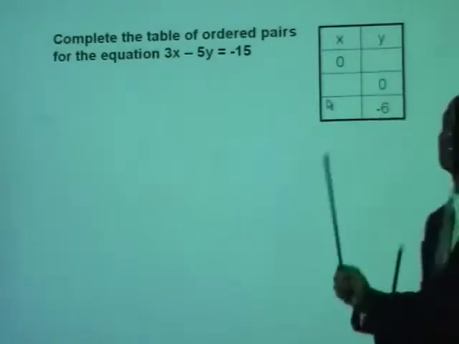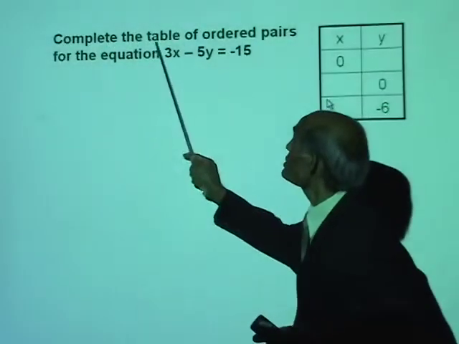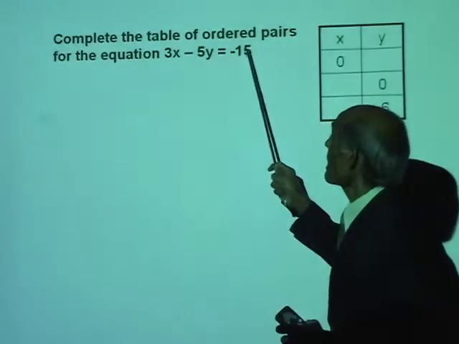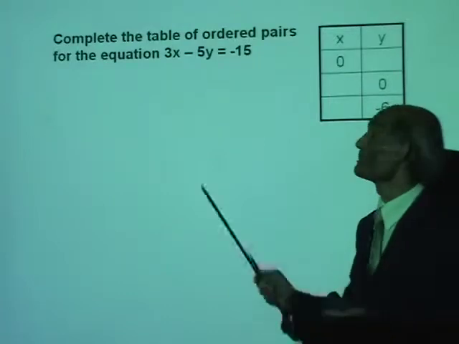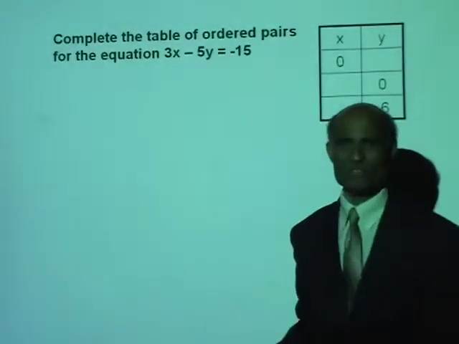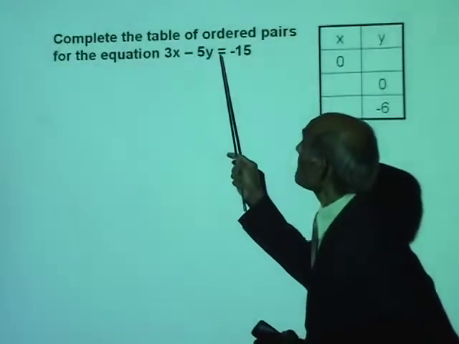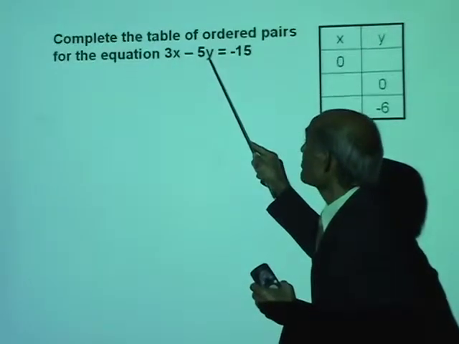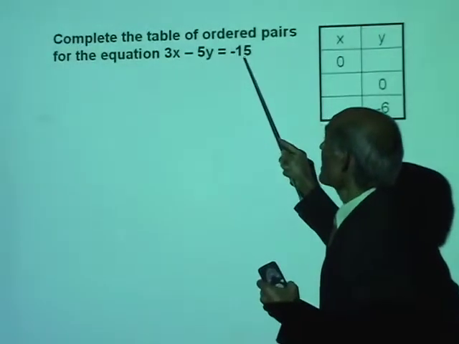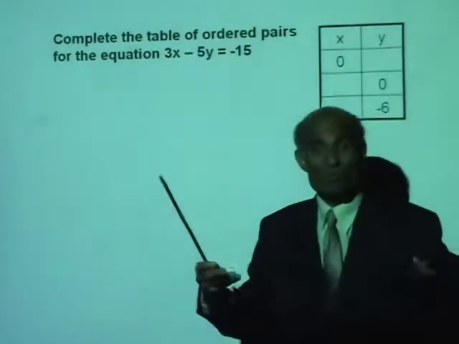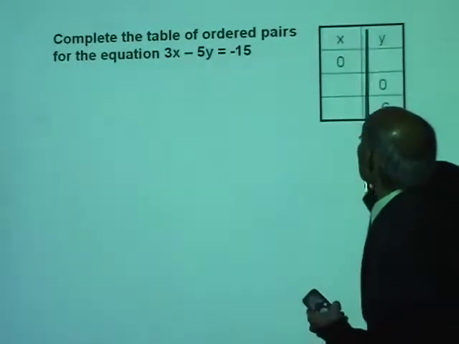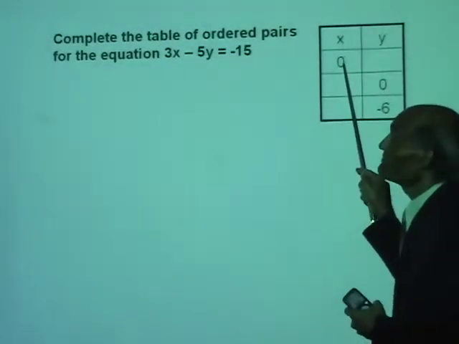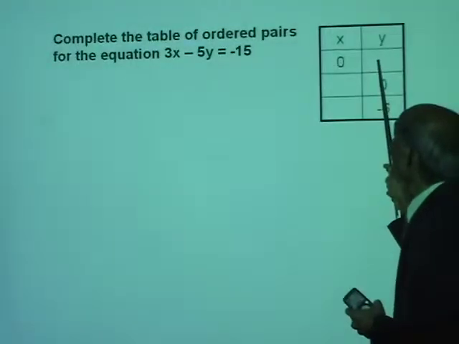Alright, I want you to do one thing on your own. Complete the table of ordered pairs for the equation 3x minus 5y equal to negative 15. So that's an equation or a relation. Remember, a relation establishes a relation between an input variable and an output variable. 3x minus 5y equal to negative 15 is a relation between x and y. And I want you to complete this table. Now, in the first case, I have given you the value of x. You need to find the value of y.